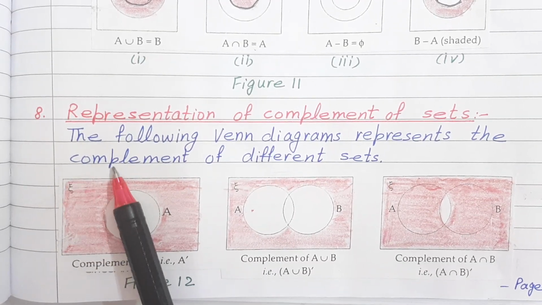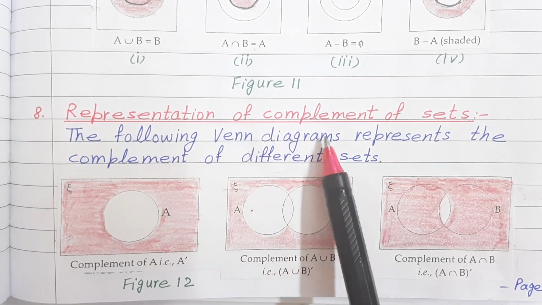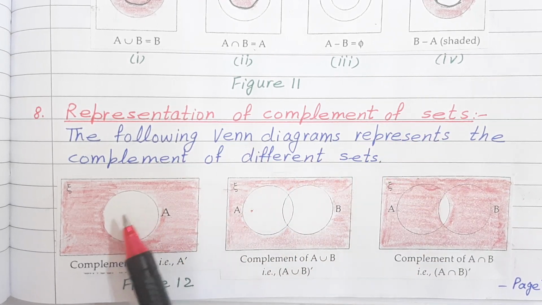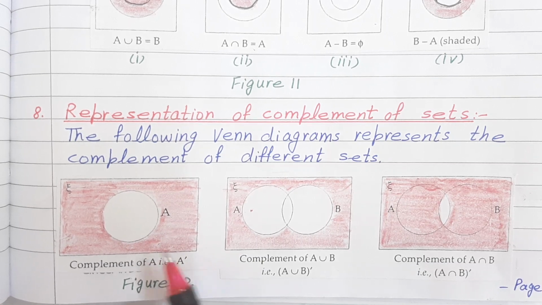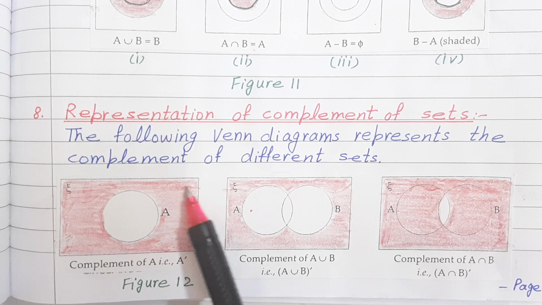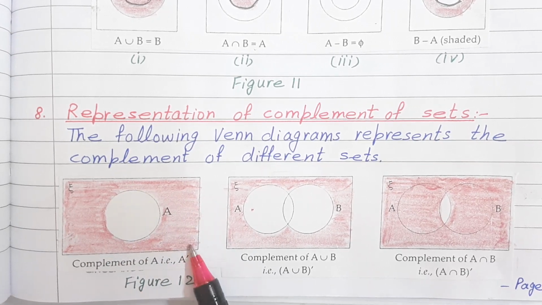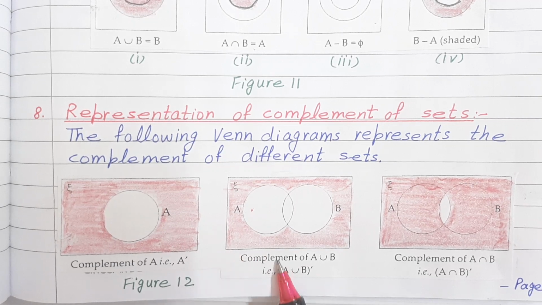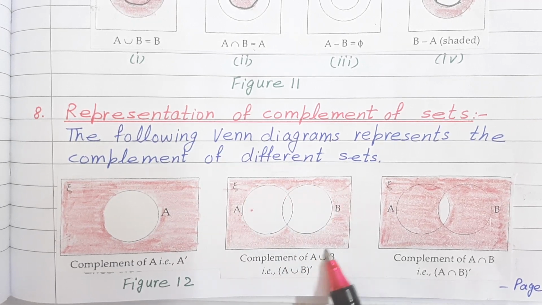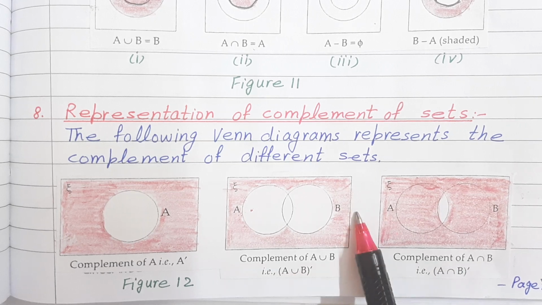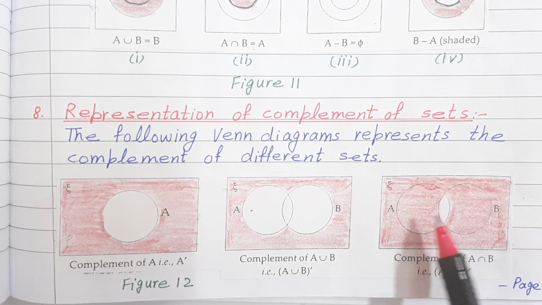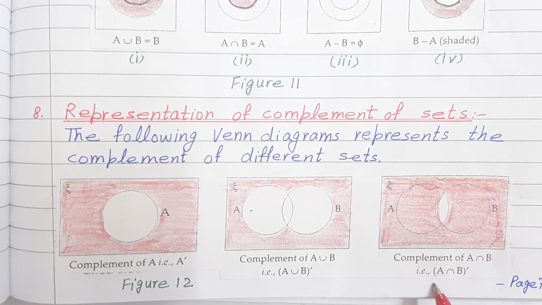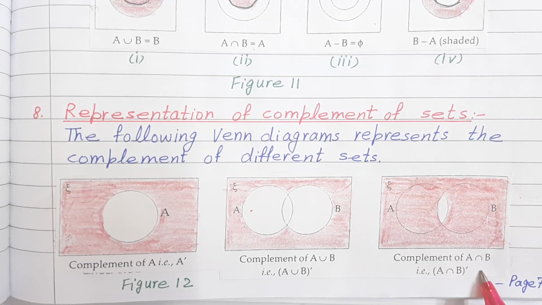Now children, see the next is representation of complement of sets. These following diagrams represent the complement of different sets. See the first figure, that is figure number 12, first part. Here the shaded portion is representing A complement, right? In the second figure, the shaded portion is representing (A union B) complement, right? And in the third figure, the shaded portion is representing (A intersection B) complement. Clear?